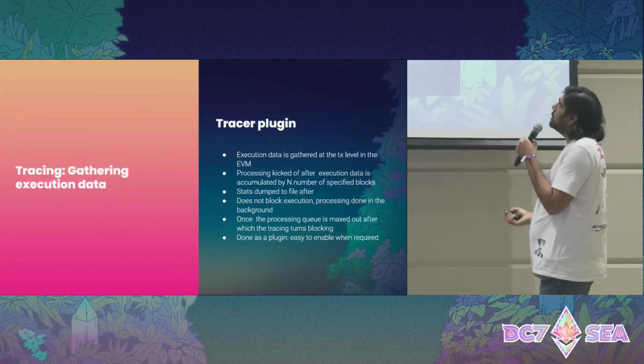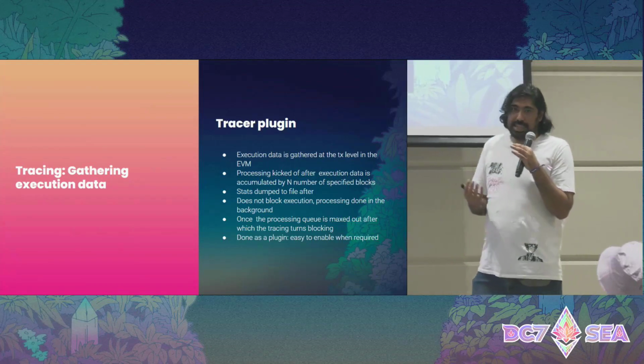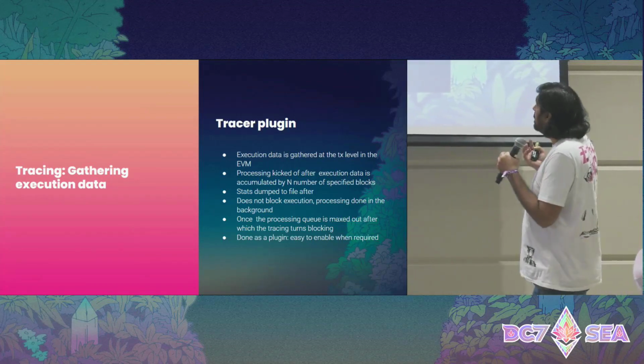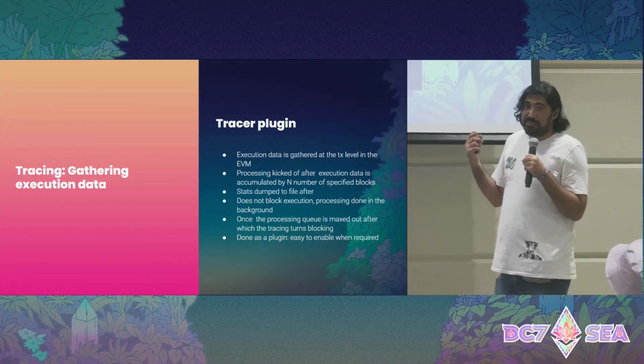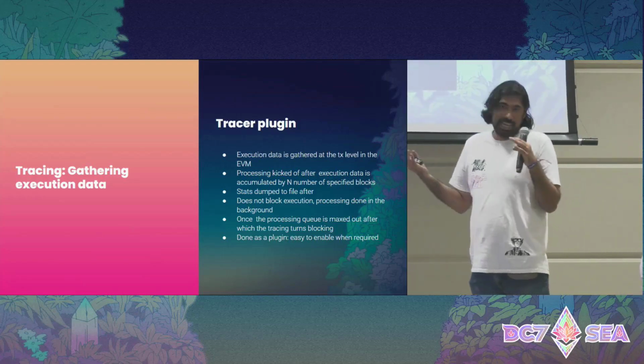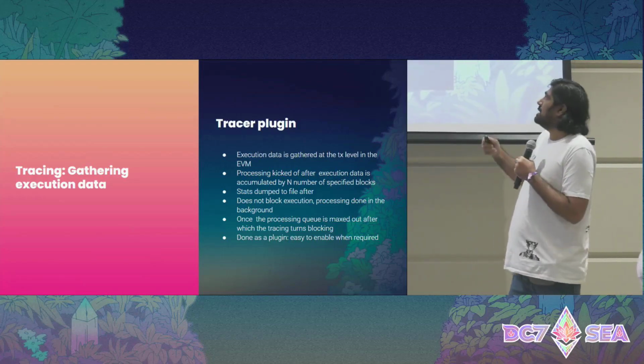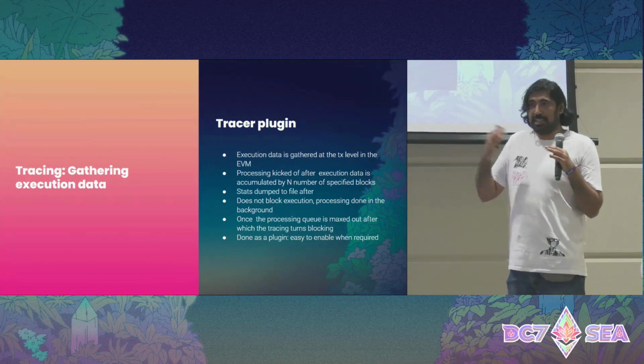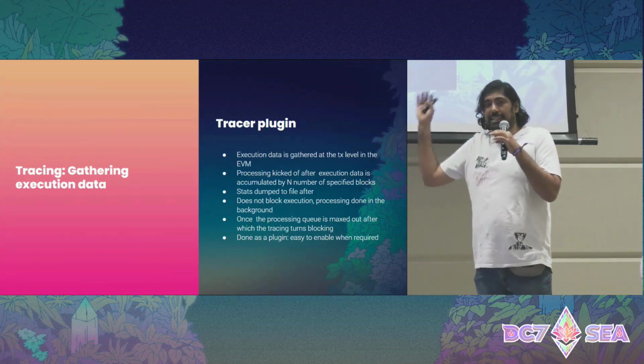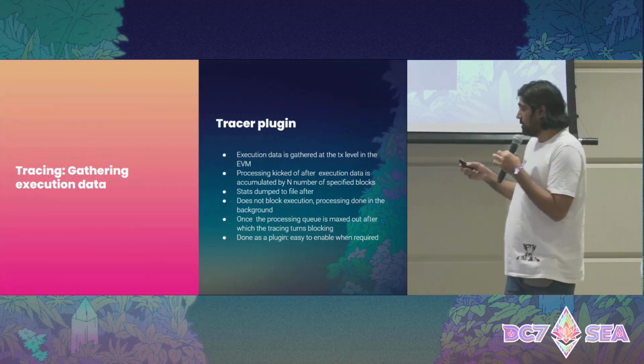Right, so then how do we gather the data? The data is gathered as a trace. It's a trace plugin, straight from the EVM. You can configure this to be enabled or disabled. The tracer then finally dumps the data. It calls the stats analyzer, and then it can dump the data into a file as a trace.